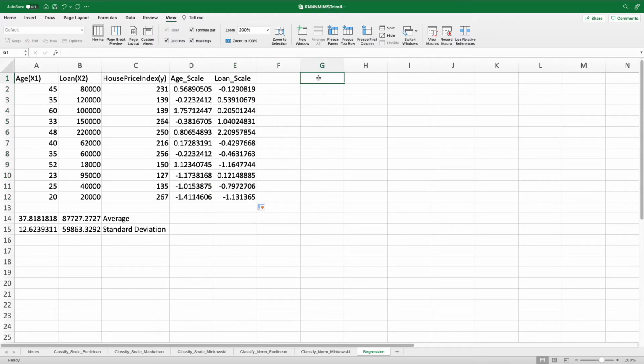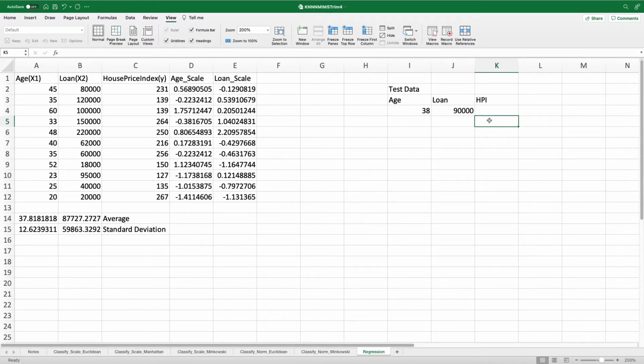Now give one column gap and then the predicted values, right? Predicted or test data. Test data: age is 38 and the loan amount he is seeking is 90,000. You have to predict HPI, house price index. What will be his house price index?